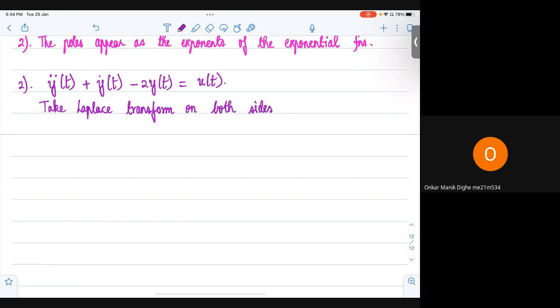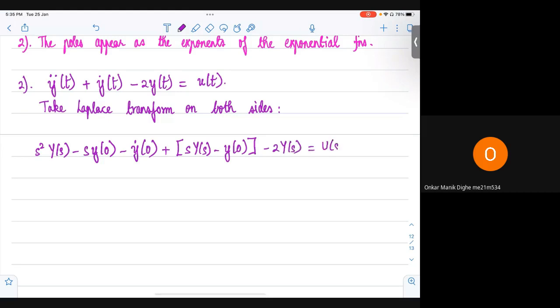What happens? We will get s squared Y of s minus s y0 minus y dot 0. That is the Laplace transform of the second derivative. Then we have the first derivative, whose Laplace transform is s times Y of s minus y0. Then we have the y term, so we get minus 2 Y of s. And that is equal to U of s. That's what we have.